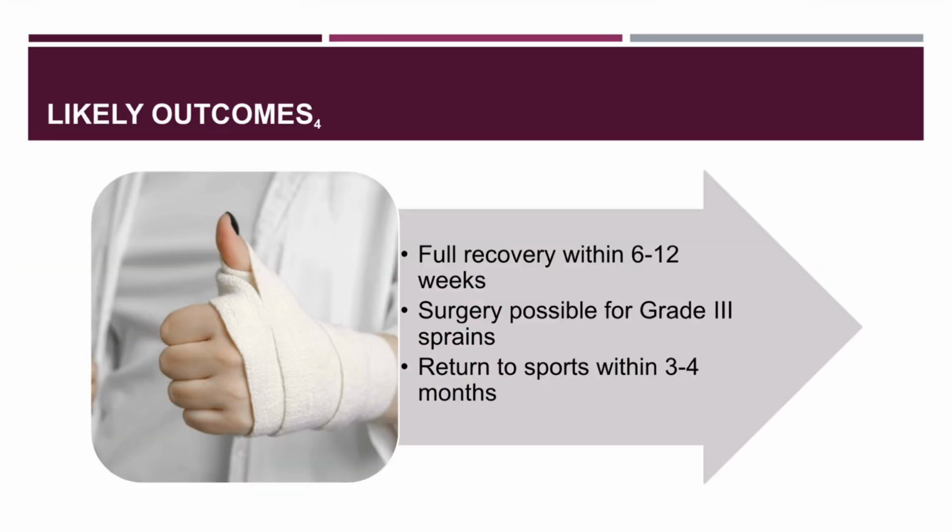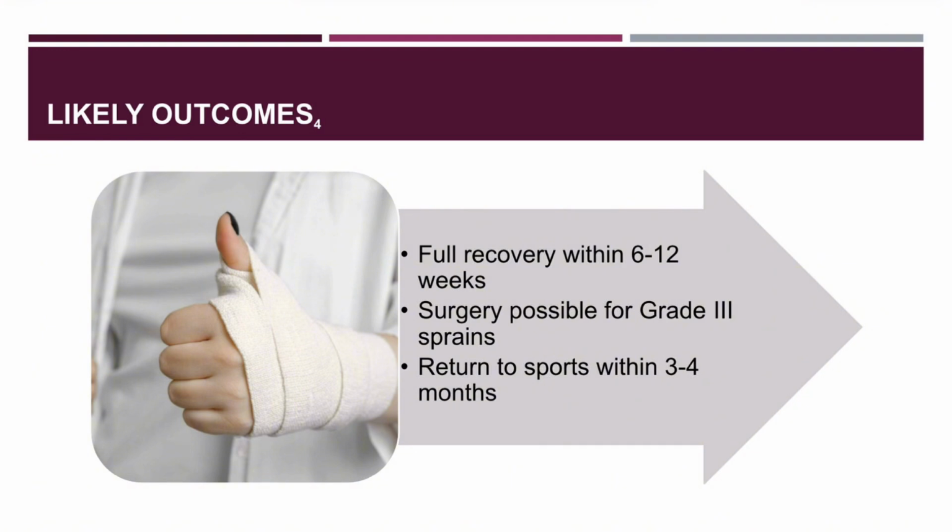So the likely outcomes for this condition. So the prognosis for a UCL sprain of the thumb depends on the severity of the injury. Most non-surgical cases, such as grade 1 and grade 2 sprains, typically heal within 6 to 12 weeks with proper rehab and treatment. Conservative treatment usually results in a return to full function.